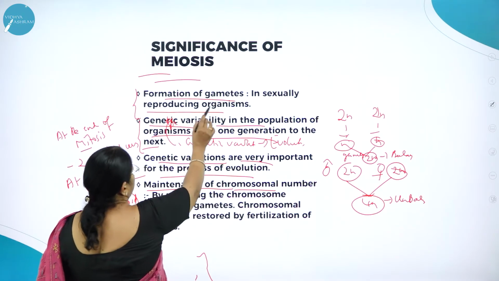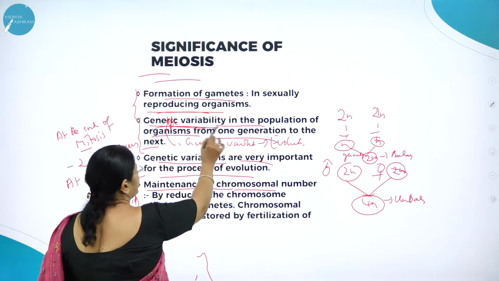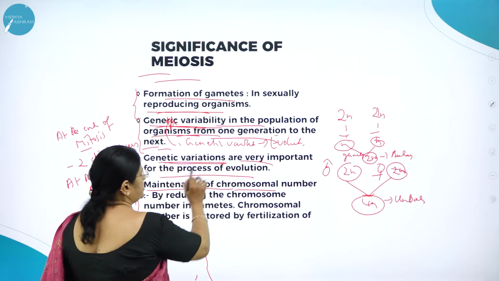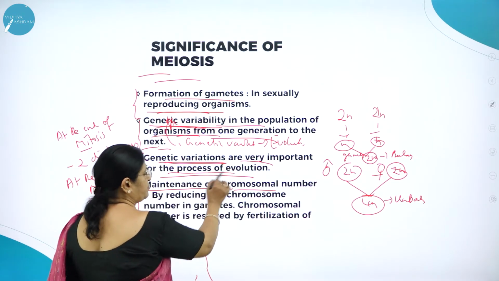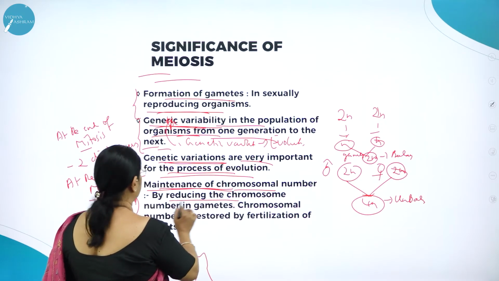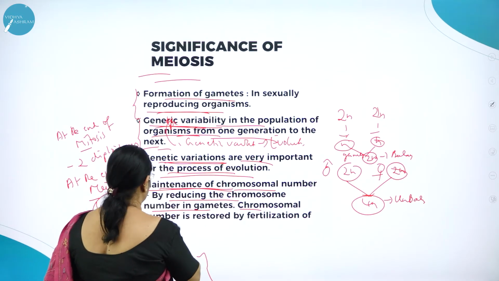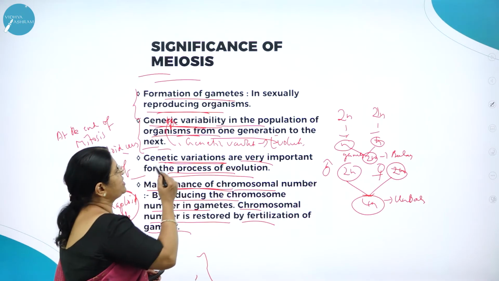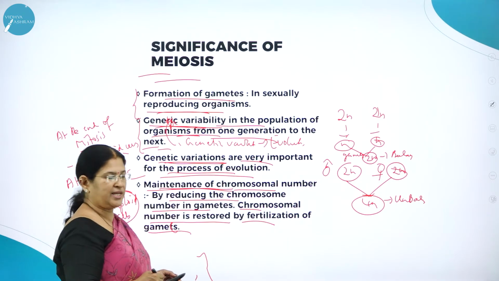So formation of gametes in sexually reproducing organisms, genetic variability in the population of organisms from one generation to the next, and genetic variations are very important for the process of evolution. Maintenance of chromosomal number: by reducing the chromosomal number in gametes, the chromosomal number is restored by fertilization of gametes. So imagine how important this meiosis is.